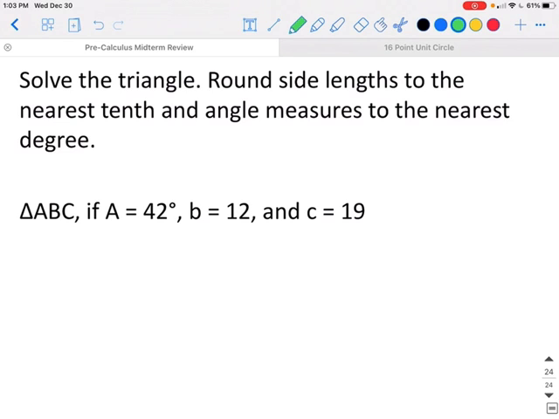Solve the triangle, find side lengths to the nearest tenth and angle measures to the nearest degree. So angle A is 42 degrees. We do not currently know side A. Side B is 12 and side C is 19. Because we don't currently have any sides across from any angles, we will have to start with the law of cosines.